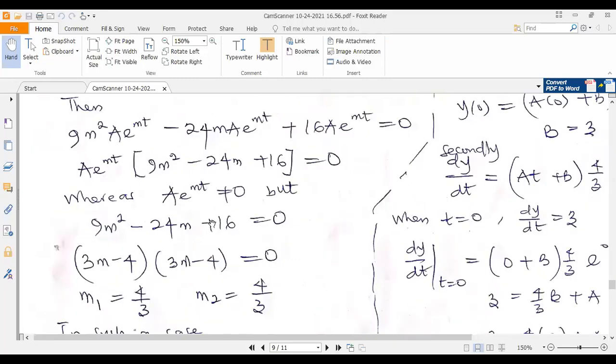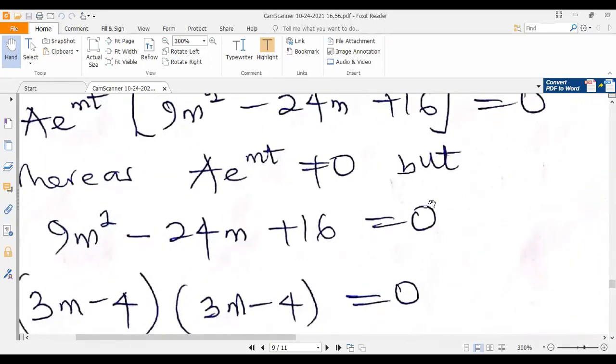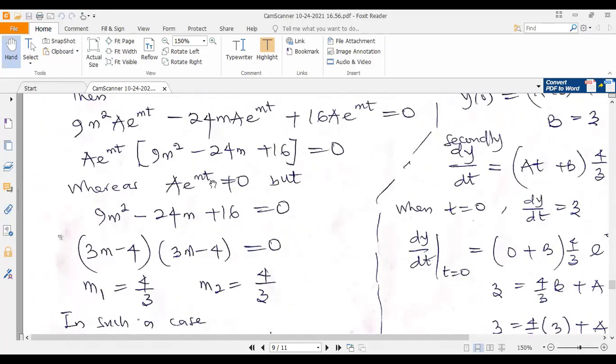Out of them, we are very sure that the exponential e^(mt) is not 0, because that is the solution we assume. But 9m² − 24m + 16 = 0 is what we call the auxiliary equation. So how do we solve this quadratic?